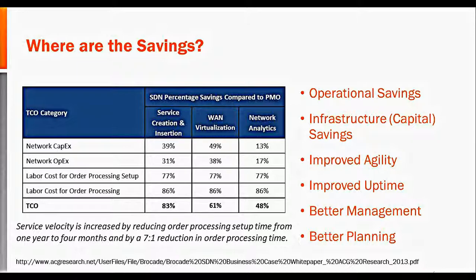anywhere from 13 to 39%, reductions in operating costs from anywhere from about 18 to about 32%. Labor costs are down significantly. The total cost of ownership seeing benefits anywhere from 48% to 83%. So clearly there are dramatic savings to be had through software-defined networking, and that's operational savings and capital savings, and that doesn't really try to quantify the savings or increased revenue from improved agility, improved uptime, better management, and better planning.